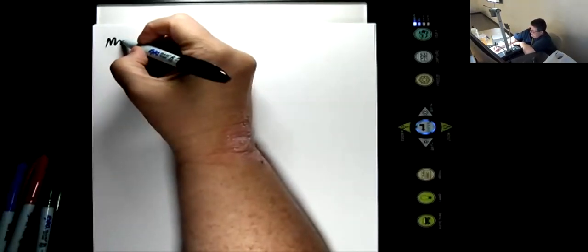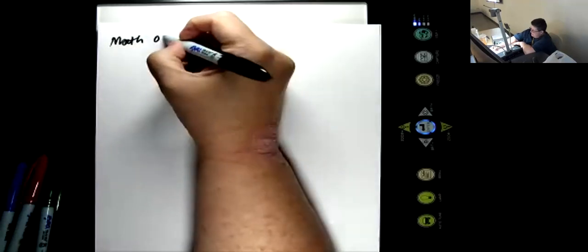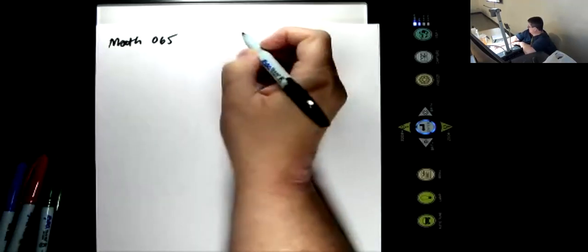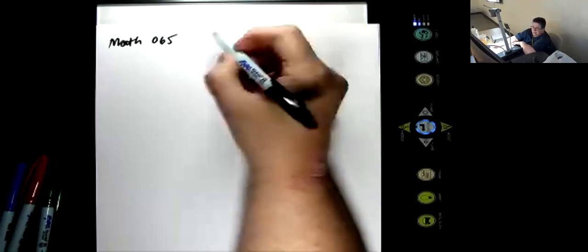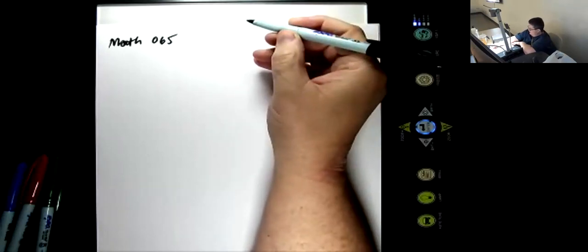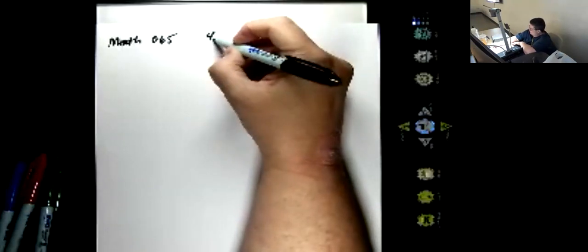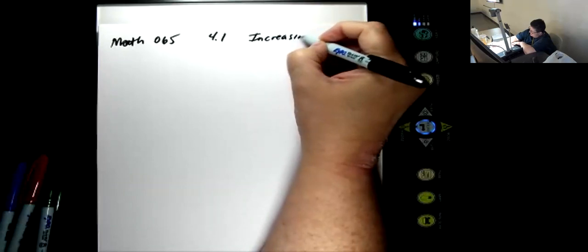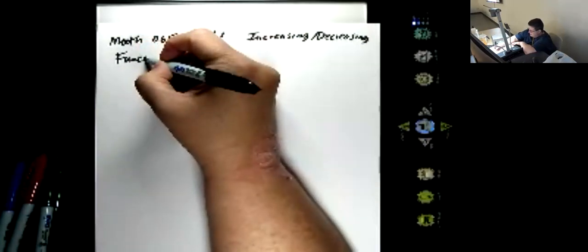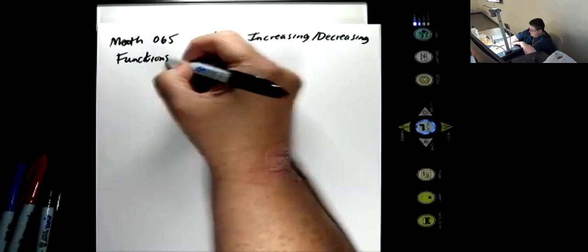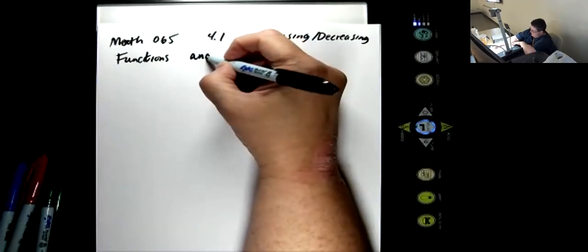All right, so today we're starting chapter 4. This is not on your test on Tuesday, but we need to keep going. So 4.1, we are looking at increasing and decreasing functions, and something called concavity.